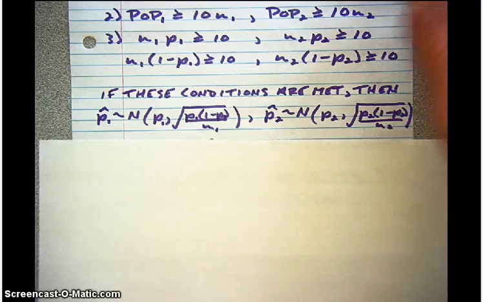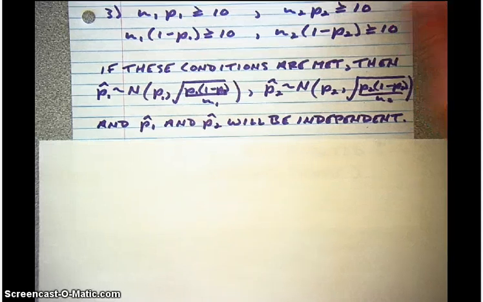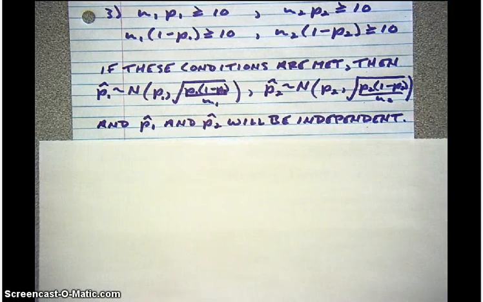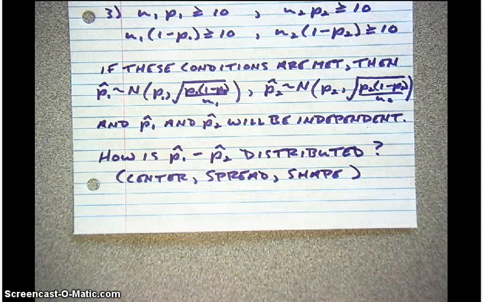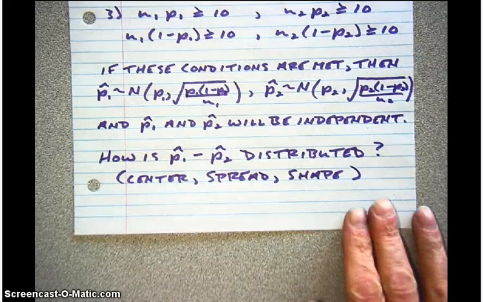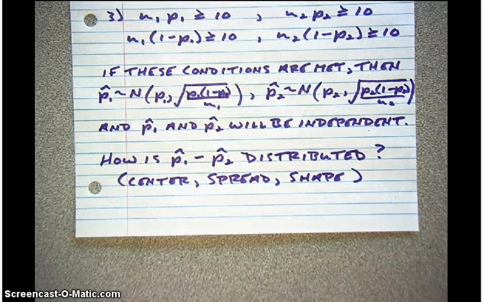Now, if we have two independent simple random samples, p1 hat and p2 hat will be independent. That will be very important in what we're about to do. And what we want to see is how this difference in sample proportions is distributed. We want to be able to describe it in terms of its center, its spread, and its shape.